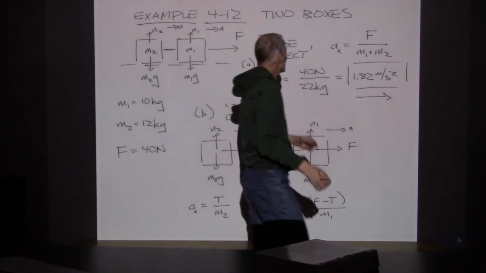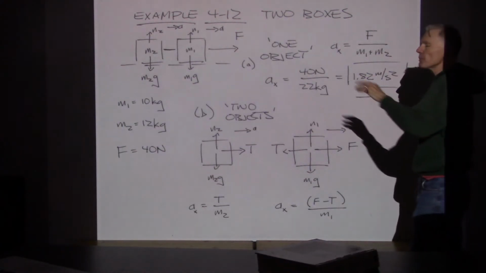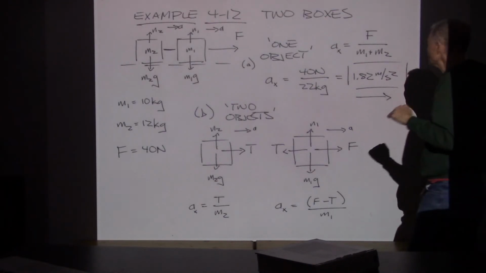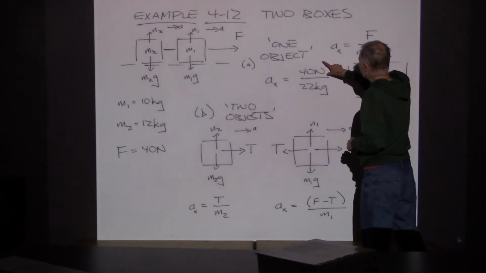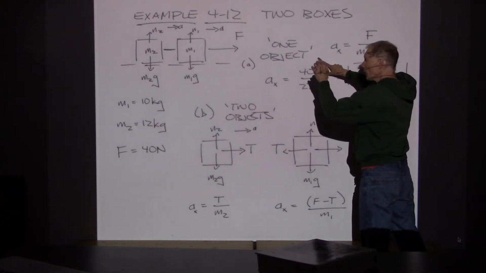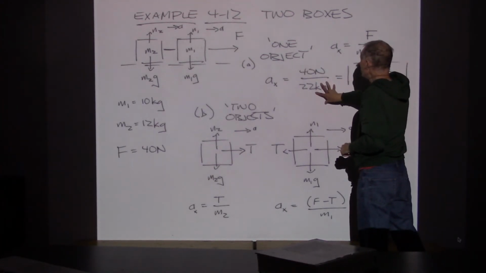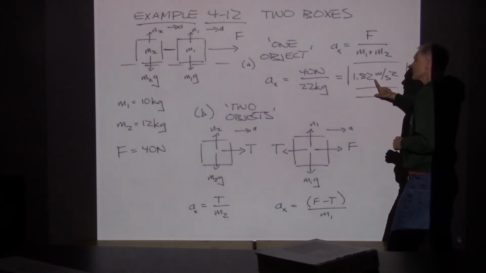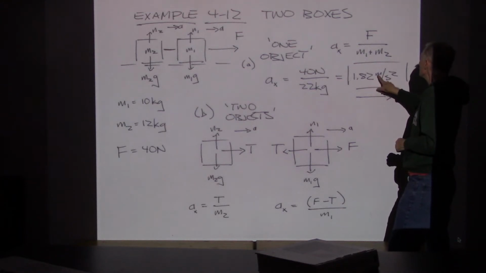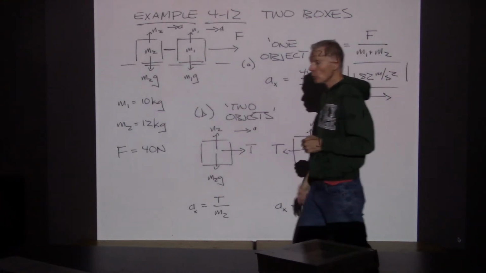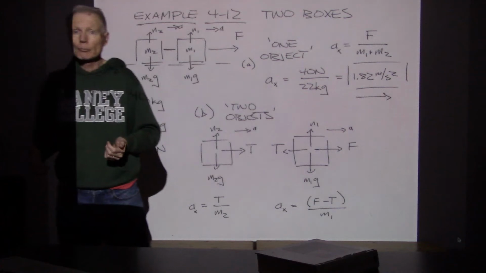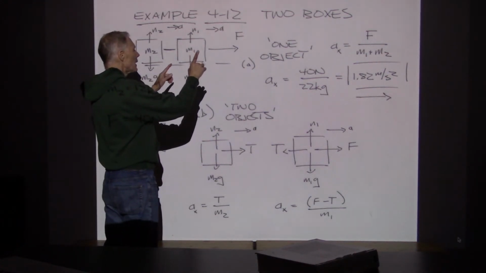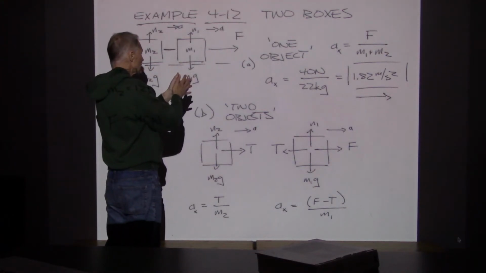There's no friction. I'm sure this mystery box is going to come back in chapter 5 when we look at friction. I just don't think it's going away. So we're going to have 40 newtons of net force pulling on m1 plus m2 combined, which is 22 kilograms. The acceleration is going to be 1.82 meters per second squared, and that's going to apply for both of these objects, not just one of them. All right, so for the acceleration, we use the one object approach.